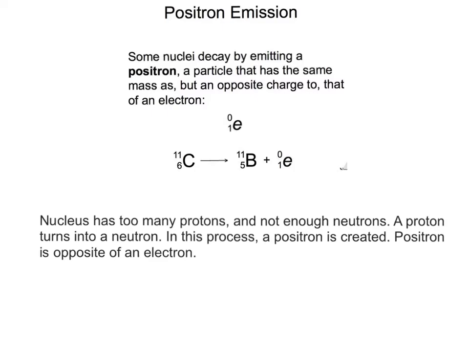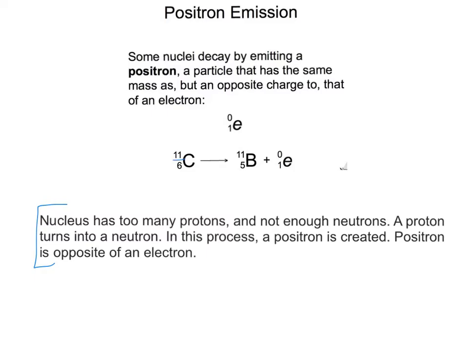Now, what happens in this scenario is the nucleus has too many protons and not enough neutrons. So a proton turns into a neutron. In this process, a positron is created. So a positron is the opposite of an electron. Again, I wouldn't say it's the opposite of beta decay, but the nucleus has too many protons, so a proton turns into a neutron.